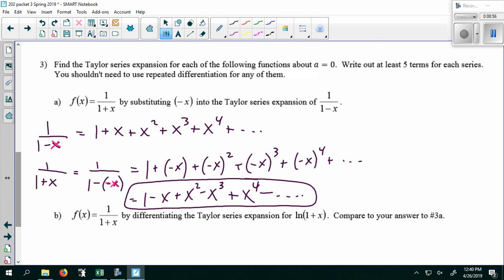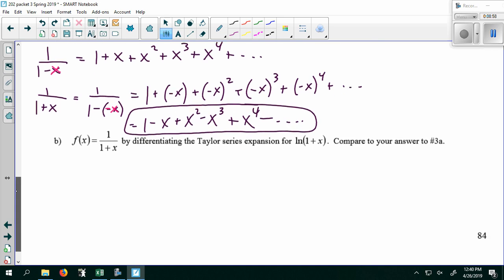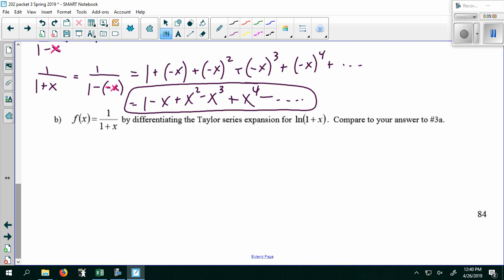Okay, now I'm going to do this another way. Another way of getting the exact same series is to differentiate ln of 1 plus x. So I'm going to start with the ln of 1 plus x series, which you could just look up in your packet. It is x minus x squared over 2 plus x cubed over 3 minus x to the 4th over 4.